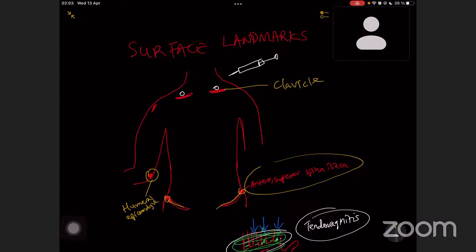Okay, so the clavicle, for example, can be used as a surface landmark for inserting the central venous catheter, which is inserted in the middle third, right? So you divide the clavicle into 3 parts. The middle third, right?